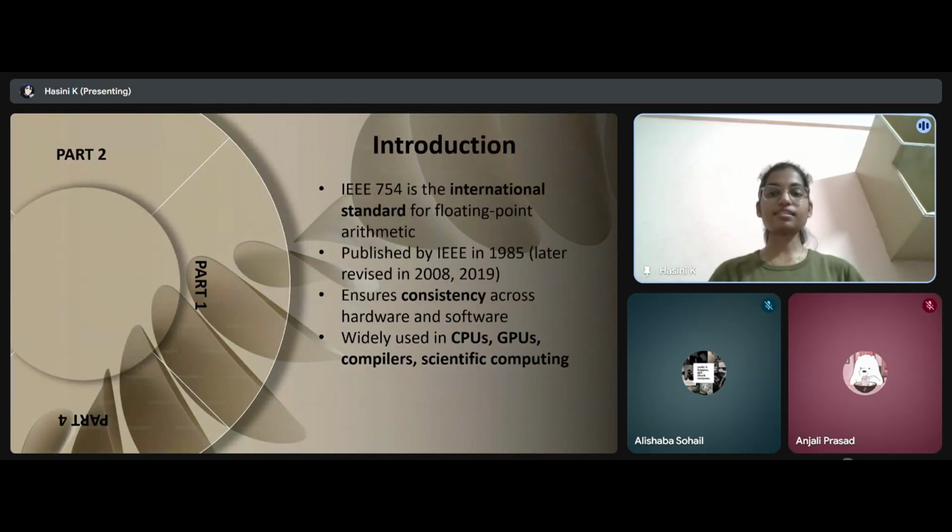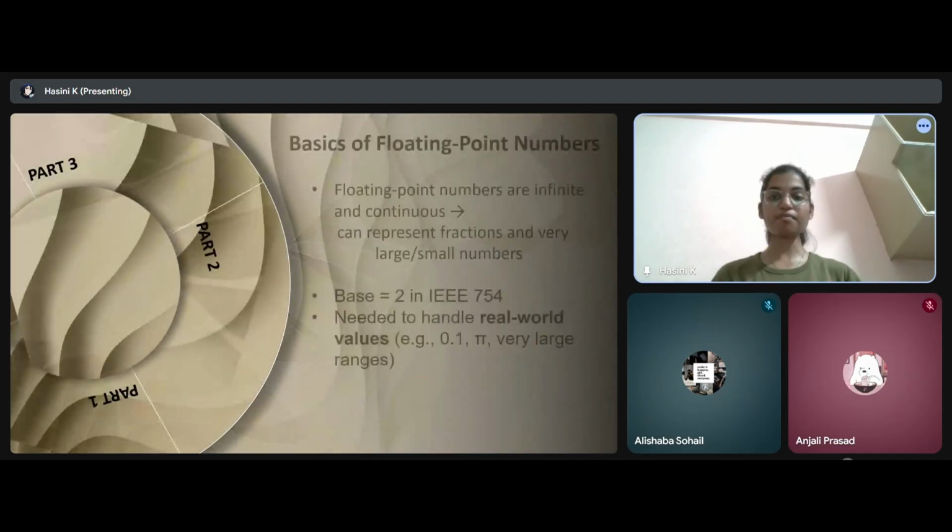It is an international standard for representing floating point numbers. It was published by the Institute of Electrical and Electronics Engineers in 1985, revised later in 2008 and 2019. It ensures consistency in the method of representing floating point numbers across hardware and software. It is used widely in CPUs, GPUs, and compilers.